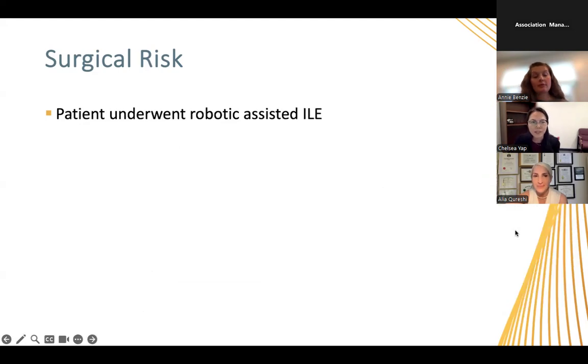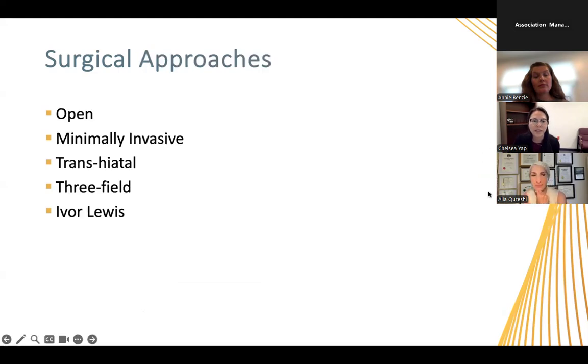And then our patient underwent a robotic assisted Ivor Lewis esophagectomy. And just to go into surgical approaches. With any surgical approach, we have both open and minimally invasive. And then there are 3 different approaches for an esophagectomy: the transhiatal, which is an abdominal approach and a cervical approach. And then the 3-field, which has the abdominal, thoracic, and cervical approach. And then the Ivor Lewis, which is abdominal and thoracic. And we'll go into that in a little bit.